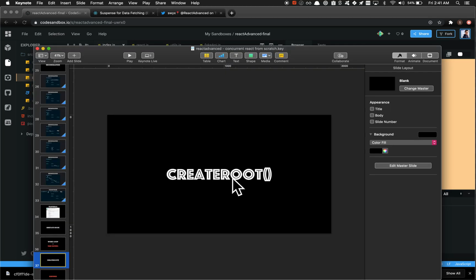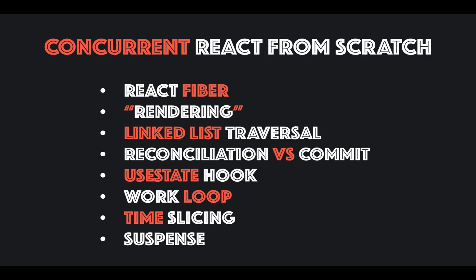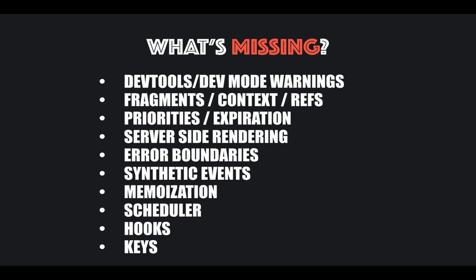All right, so what have we learned today? That we can implement suspense. We've also learned what fibers are, how to traverse them, what reconciliation is, useState, and time slicing. What's missing? There's a whole bunch more: DevTools, fragments, priorities, server-side rendering, error boundaries. All these are very important, and we didn't implement any of those, especially the two new hooks, useDeferredValue and useTransition. So definitely, that's an exercise for the reader.